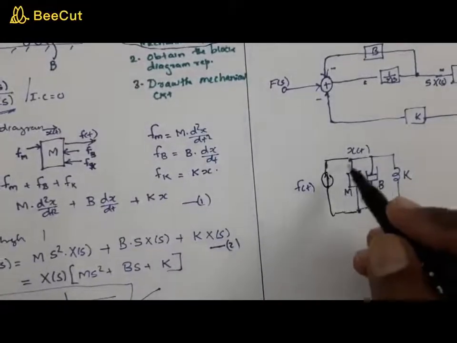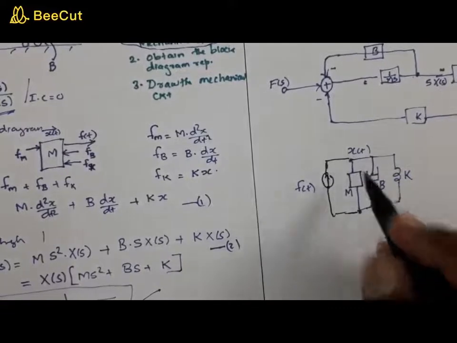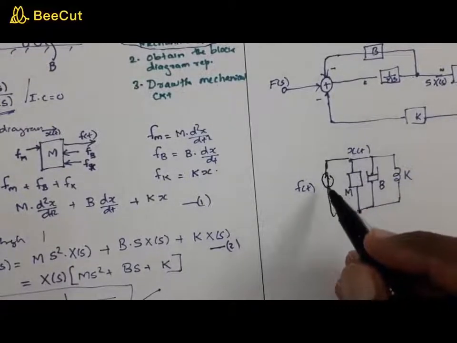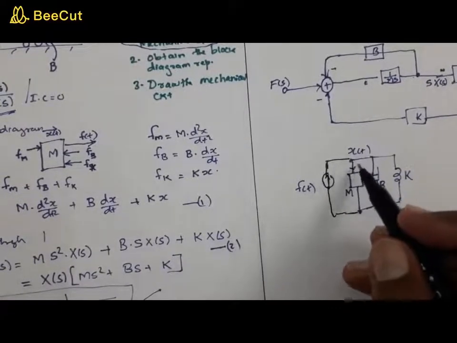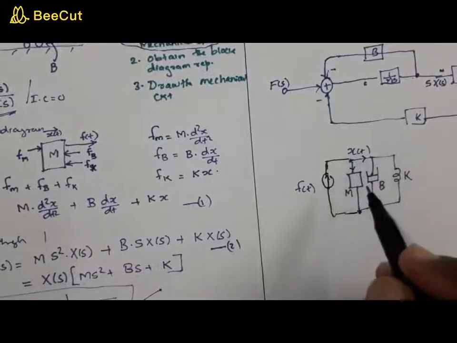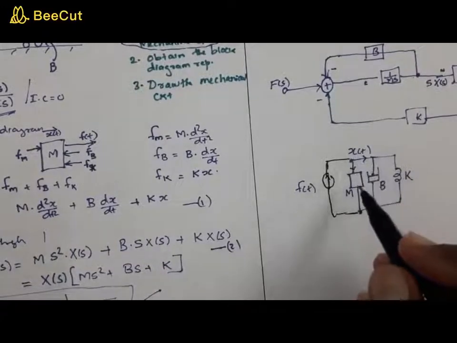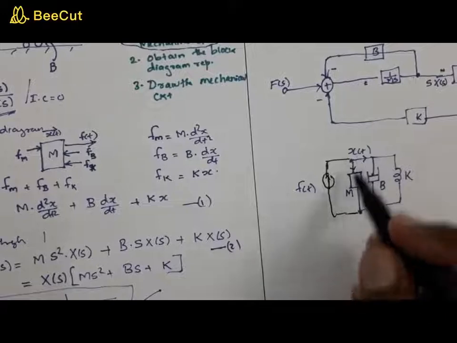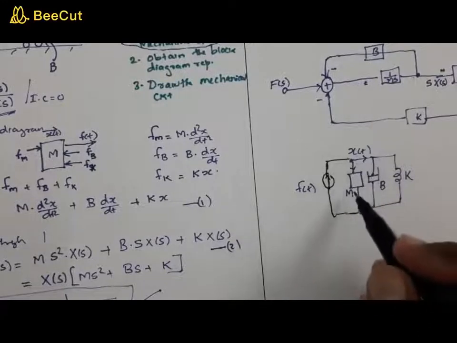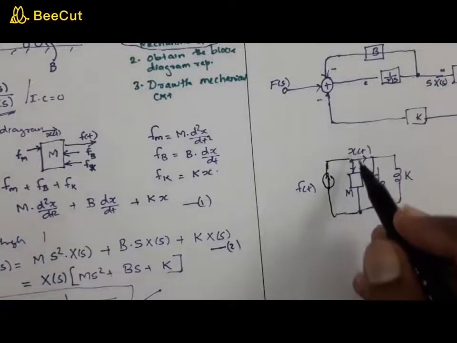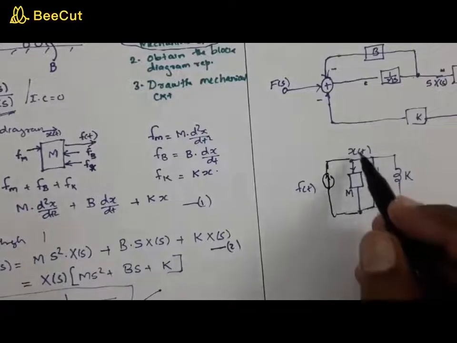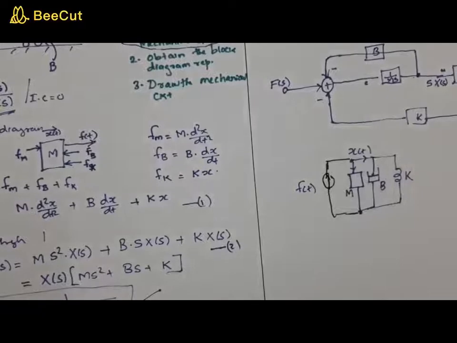That's it. So this is the knot. Now you can write the knot equation. What is the knot equation? The incoming is equal to the outgoing. So you can write: incoming f of t is equal to the outgoing, which will be m into d square x of t by dt square plus b into dx of t by dt plus k into x of t. This is how we frame up the equation.